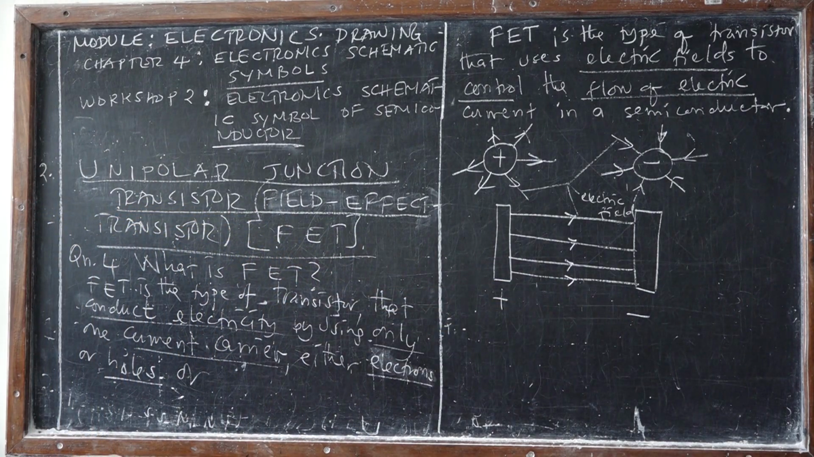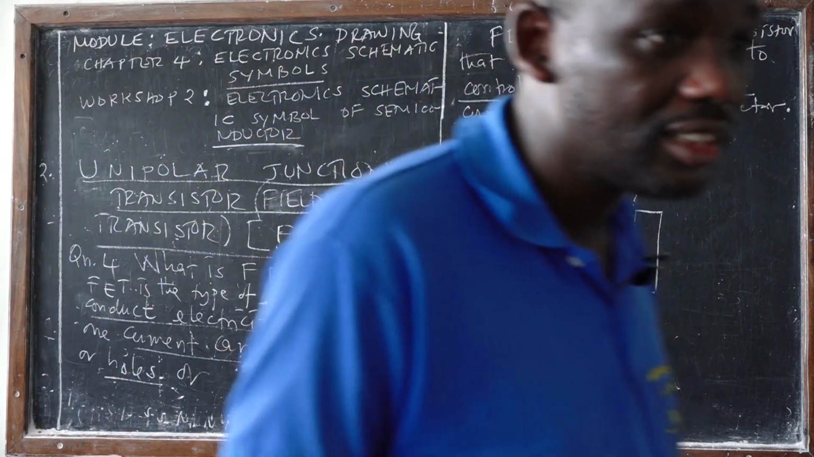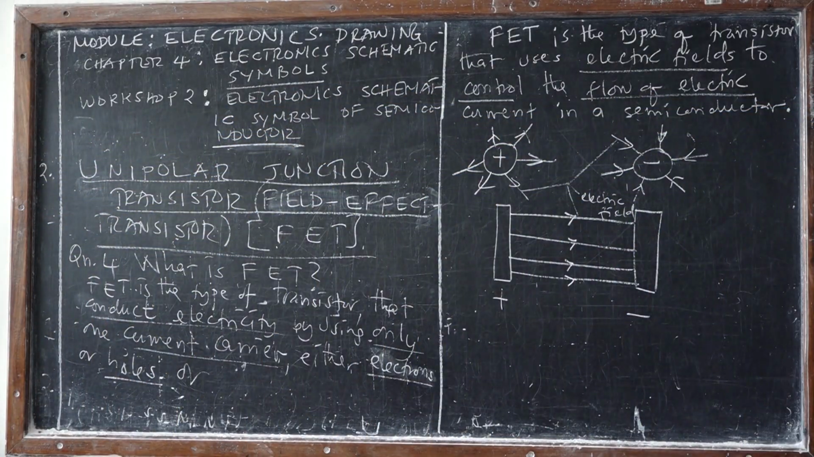Because I could teach you that FET, or field effect transistor, is a type of transistor which uses what? Electric field to control what? The flow of current. But unfortunately, you don't know the meaning of electric field. So now, what is the meaning of electric field? You fail to define electric field. Try to define electric field.